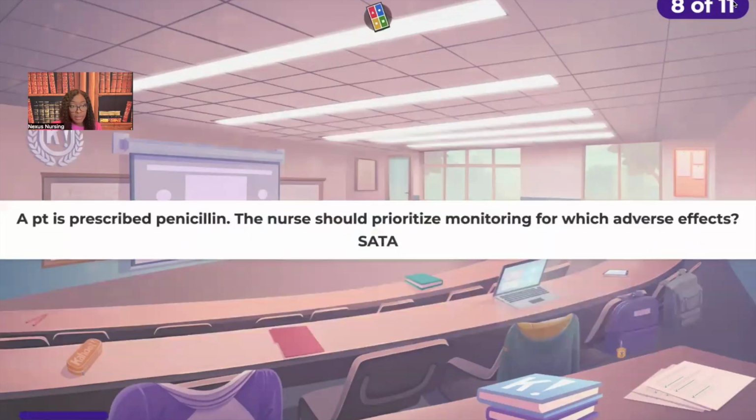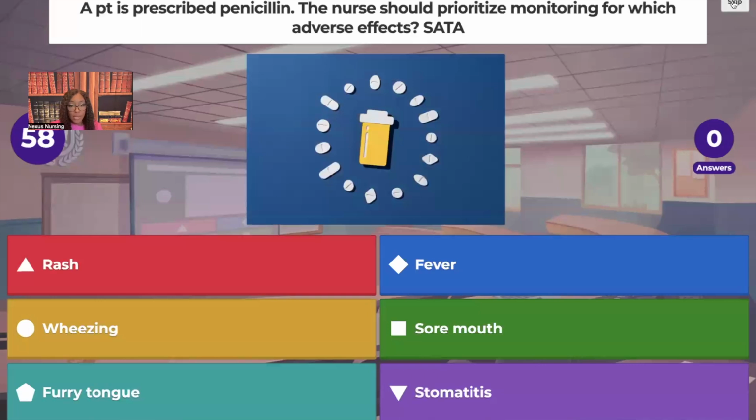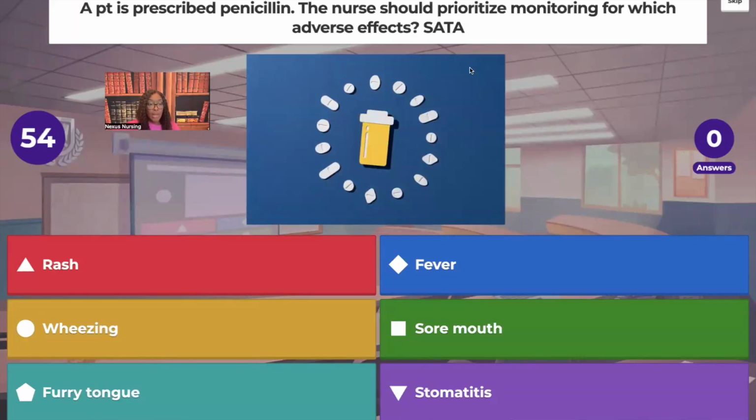Select all that apply. Your patient is prescribed a penicillin. You're going to prioritize monitoring for which adverse effects? So we're talking about penicillin, which adverse effects? Here are your options: rash, fever, wheezing, sore mouth, furry tongue, stomatitis. The patient that is prescribed a penicillin, what are the adverse effects we would be watching out for? Select all that apply.